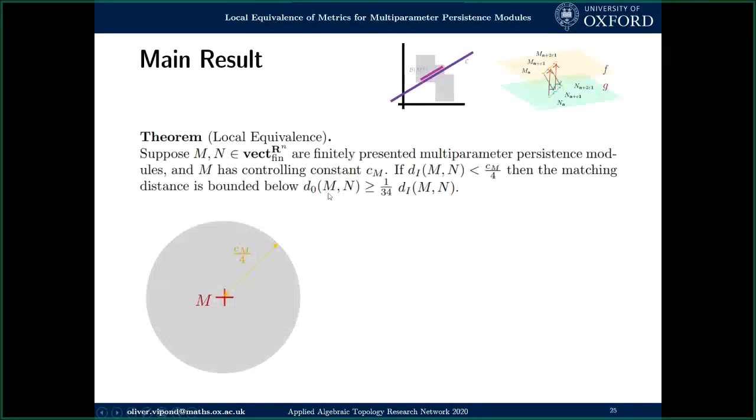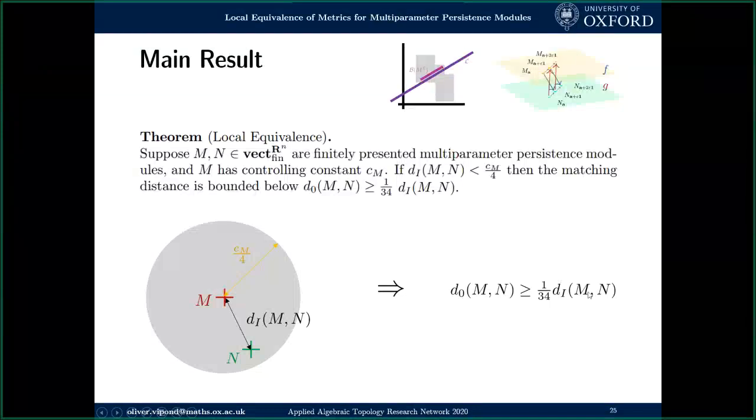So our main result says that if you give me a multi-parameter persistence module M and we look in a suitable local neighbourhood of M, then if you pick any module in this neighbourhood, well then the matching distance is in fact bounded below by some constant times the interleaving distance. And so we call this a local equivalence of metrics. Now I haven't told you yet how I define this local neighbourhood around M, but this is just intuitively what our result is.